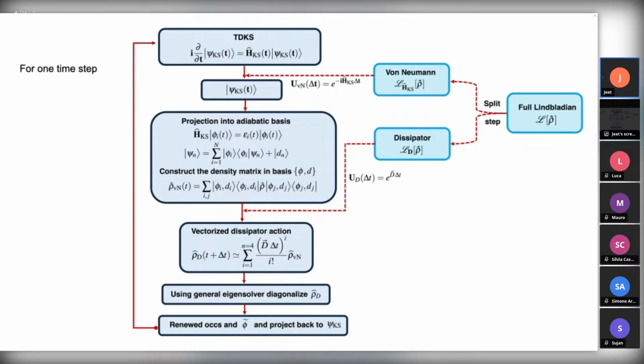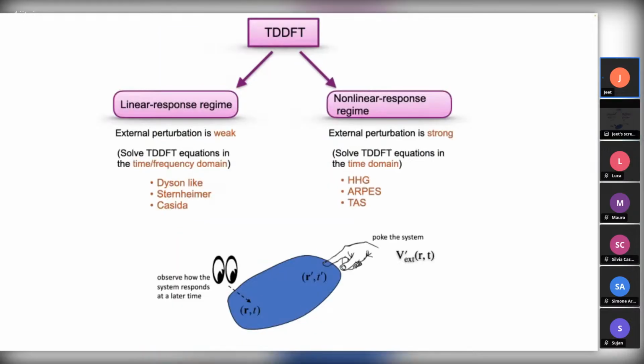Now we have two different regimes. In TDDFT, we can do linear response, when the applied perturbation is weak, and we can do non-linear response. Now we are applying some weak external perturbation, and later we will be focusing on the nonlinear regime, where ultrafast phenomena happen, such as high harmonic generation, angle-resolved photoelectron spectroscopy, and transient absorption spectroscopy. HHG is the 2023 Nobel Prize, for experimental methods they have developed for this HHG process.